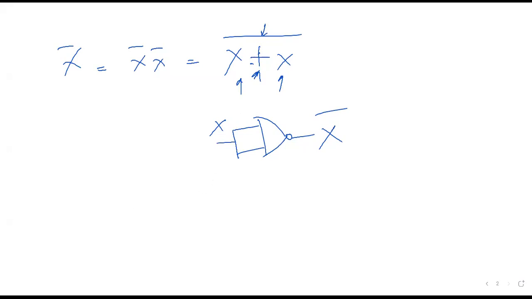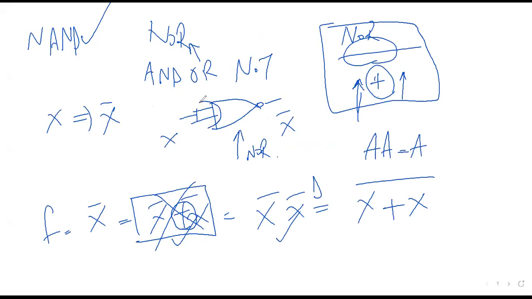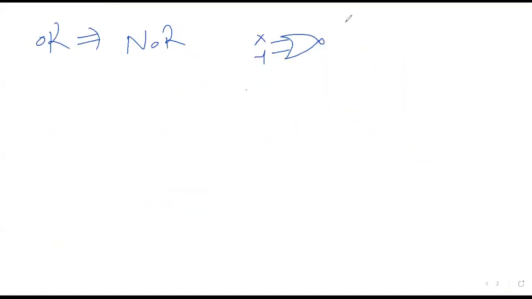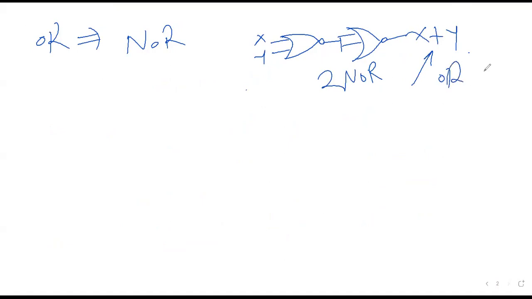Then, let me move on to the OR gate. How do I represent the OR gate using the NOR universal gate? The function looks like this. The diagram looks like this, with inputs X and Y. How was I drawing my NOR? The NOR is drawn like this. Make sure you know how to represent those logic diagrams. Here we have the OR, X plus Y. Alright, this is the diagram. Two nodes representing an OR gate.